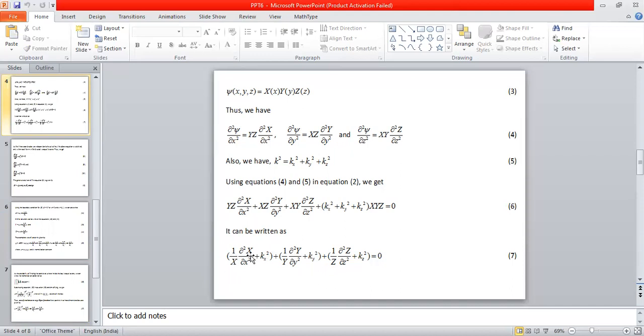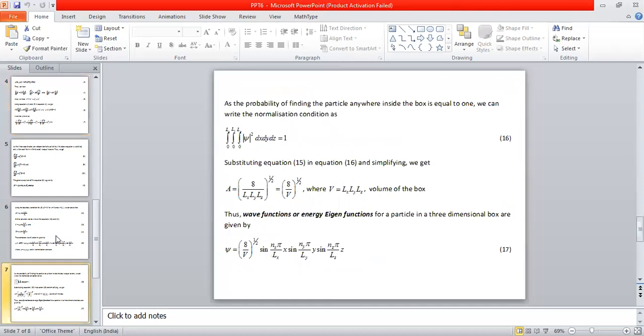So therefore, (1/X)(∂²X/∂x²) + kx² + (1/Y)(∂²Y/∂y²) + ky² + (1/Z)(∂²Z/∂z²) + kz² is equal to 0. So this is equation 7. Just by dividing equation 6 by the product capital X, Y, Z, we are going to get this kind of equation, that is equation 7.